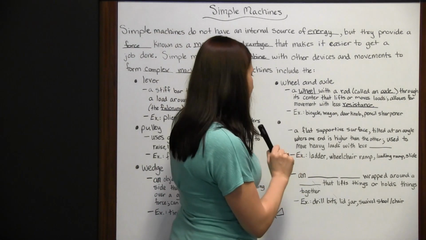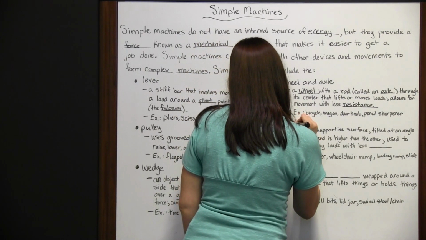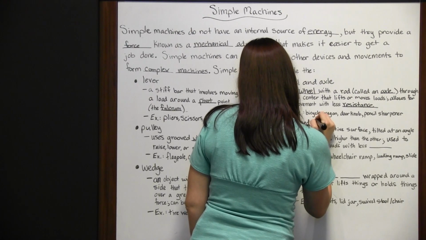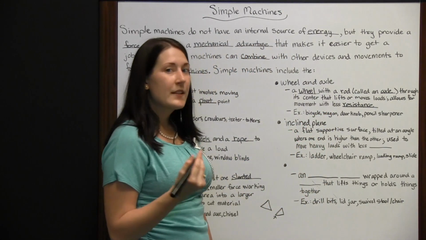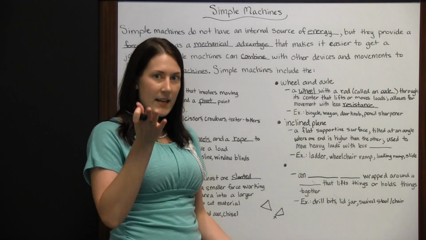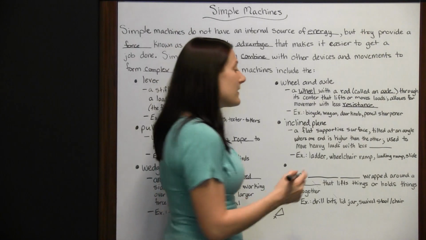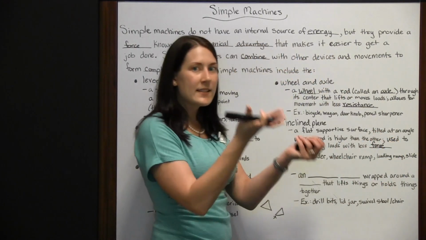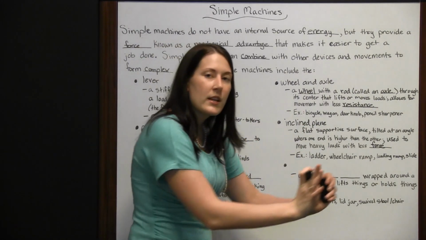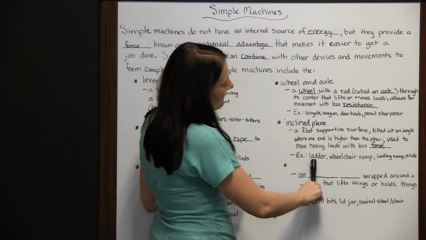Okay, another simple machine is our inclined plane. The inclined plane is a flat, supportive surface that's tilted at an angle where one side is higher and one side is lower, and it's used to move heavy loads with less force. If you try to pick something straight up in the air, it's going to be a lot harder to do than pushing it up a ramp, pushing it up an inclined plane. So examples would be a ladder.